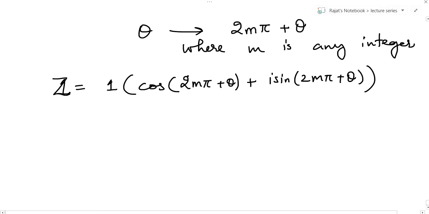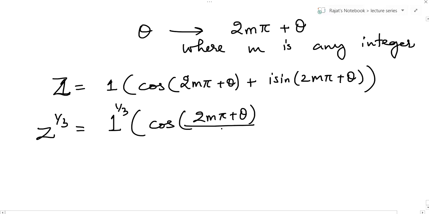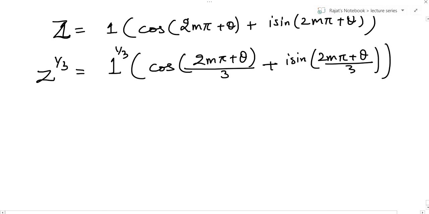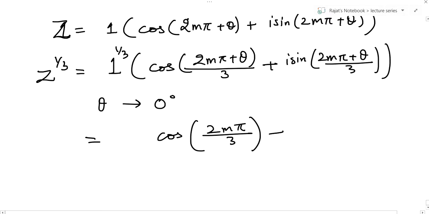This is equal to z. I want to find z to the power 1 by 3. So this will be nothing but 1 to the power 1 by 3, which is 1, and cos of (2m pi plus theta) upon 3 plus i sine of (2m pi plus theta) upon 3. In this case, theta we have seen is equal to 0 degree. So this can be further written as cos 2m pi by 3 plus i sine 2m pi by 3.